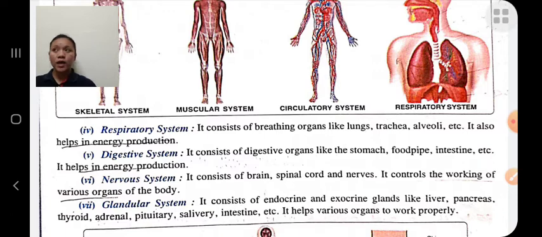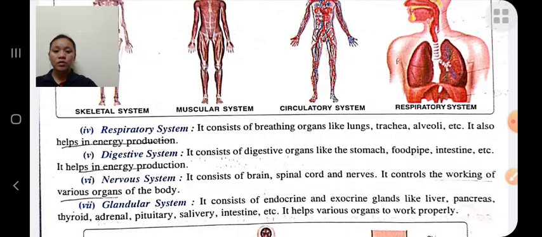The digestive system also helps in energy production. It helps in the breakdown of food into a simple soluble form and provides energy. The digestive system consists of the stomach, food pipe, intestine, etc.